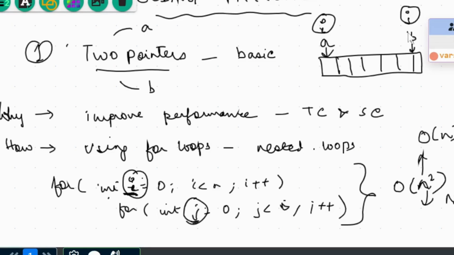It can be at two different ends, at opposite ends. It can be at the same ends also. i and j can be here, depending on the problem that we are going to solve. That is a different thing.